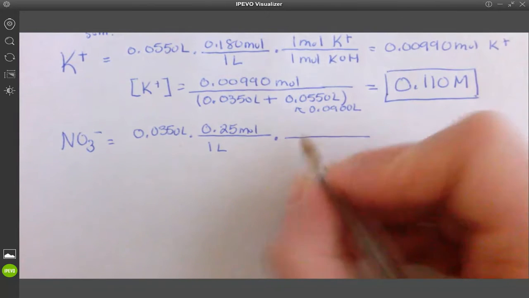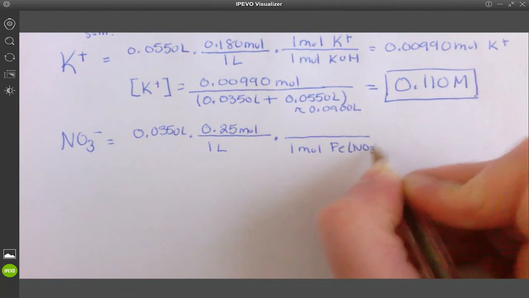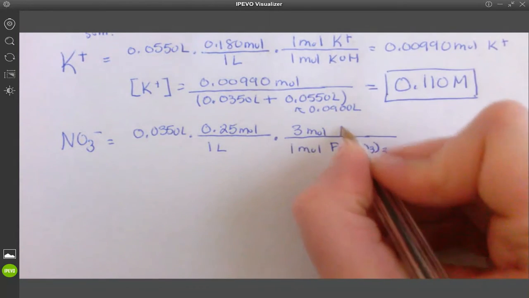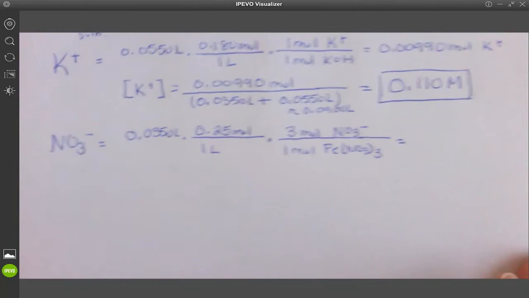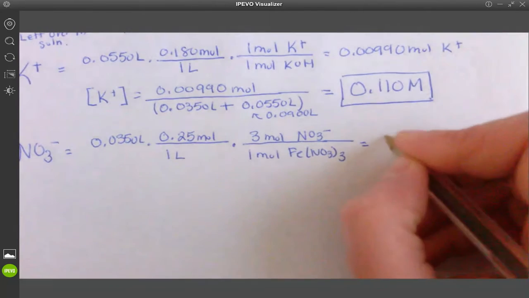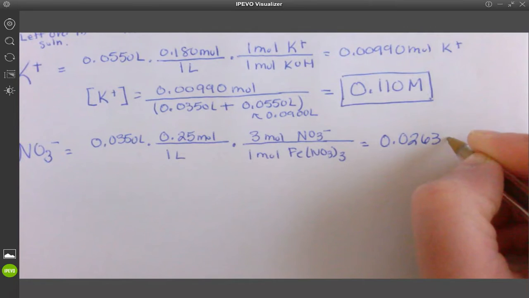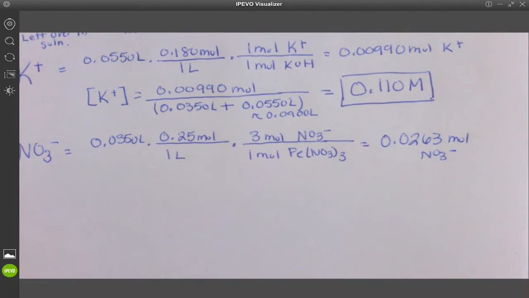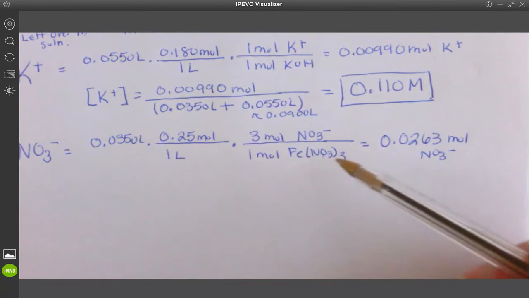Be careful here on this next step. For every 1 mole of Fe(NO3)3, I had 3 mole of my nitrate ions. When you plug all of that in, you're going to get 0.0263 mole of nitrate ions. So this is how many ions were present in this solution originally.